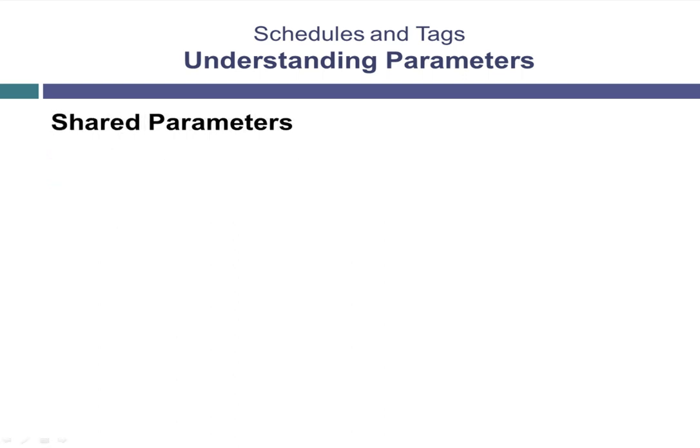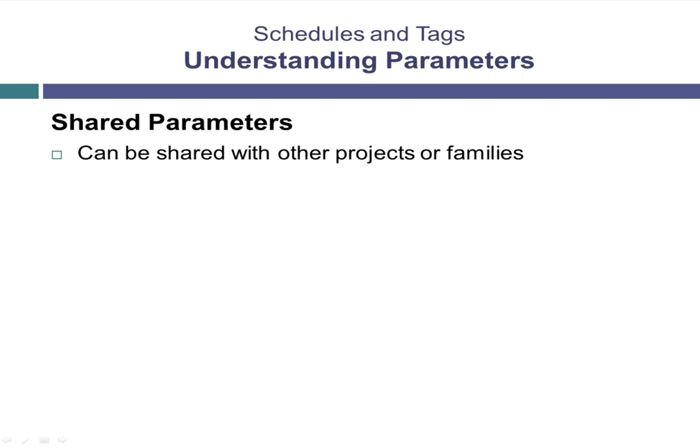Shared parameters can be shared with other projects or families. You should use shared parameters when the same piece of information must exist in more than one project or family. Once you have created a shared parameter, it can be used in schedules and tags. Shared parameters are also useful when you want to create a schedule that displays various family categories. Without a shared parameter, you cannot do this.